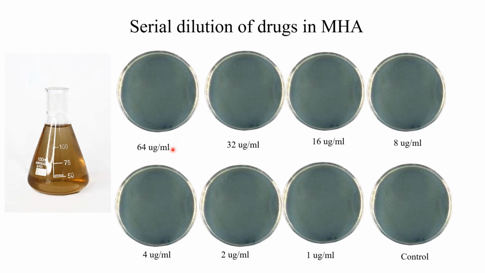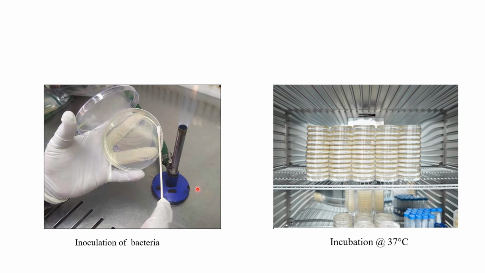And this is the picture of serial dilution of drugs in Mueller-Hinton agar medium. Here you can see the 64 microgram per milliliter antibiotic concentration is present in this Mueller-Hinton agar. Here it is 32, 16, 8, 4, 2, 1 microgram per milliliter drug concentration present in this particular Mueller-Hinton agar medium. And this one is the control, and this control will not have any antibiotics. Plain Mueller-Hinton agar, we will keep it as control. And after that, to each medium, we will inoculate the bacteria.